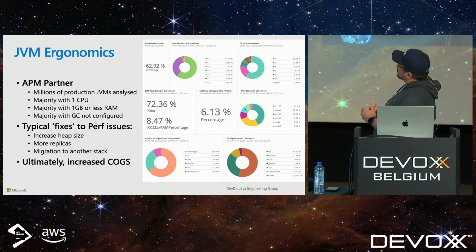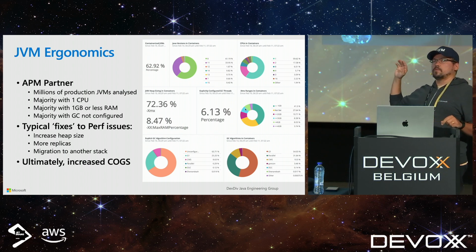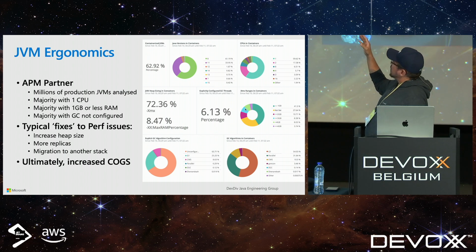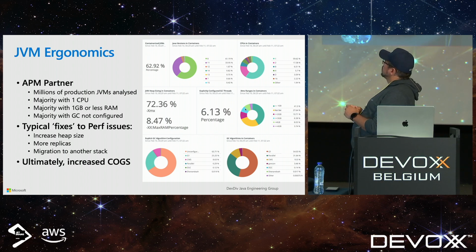Then they also share the version of the JDK running inside a container. At that time, I think this was data from late 2020, and the majority was still in Java 8, followed by Java 11, 8 with 61%, 11 with 33%, and 17 was still not showing up.